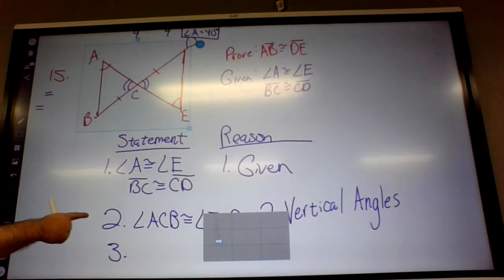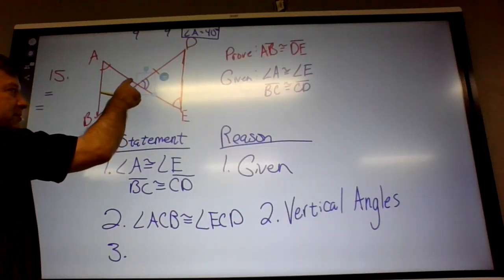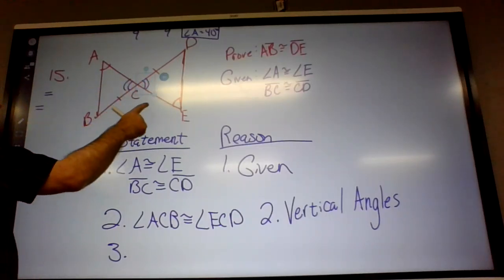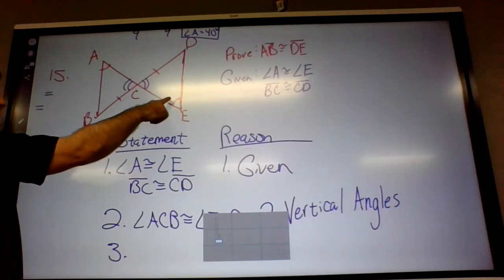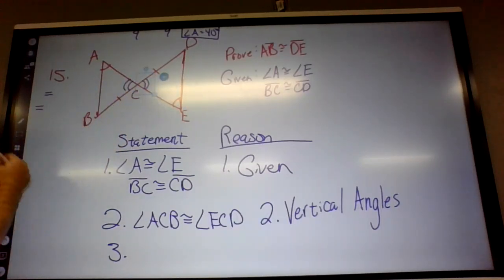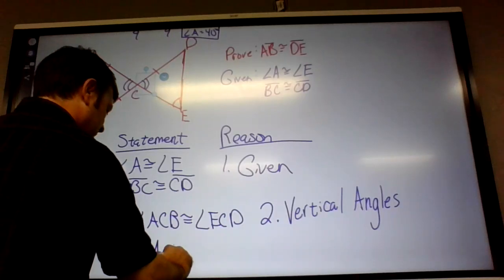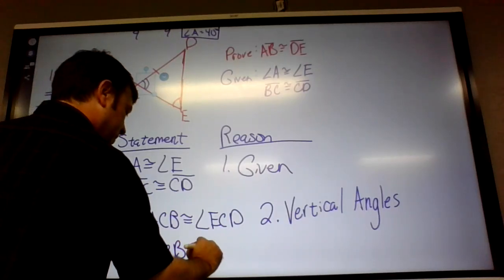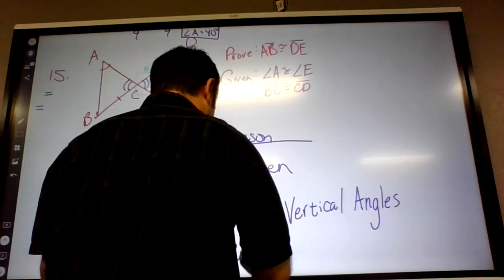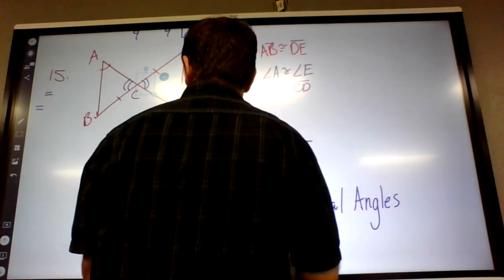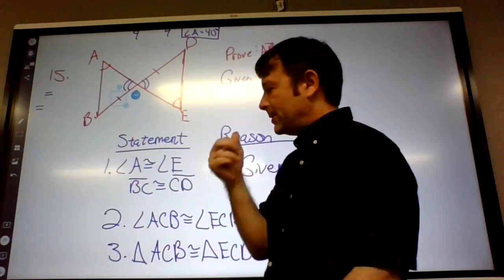So, line 3. Now what can we say about these two triangles, now that we said these two angles are the same? They are congruent by angle, side. All right, so triangle ACB is congruent to triangle ECD. And the reason is angle, side.